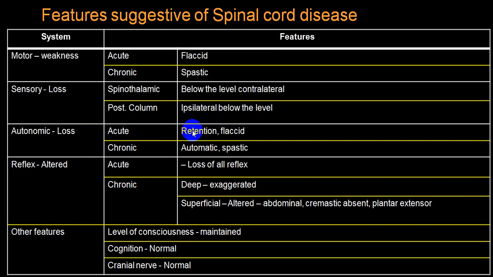Sometimes we also get urinary incontinence also. As far as deep tendon reflex is concerned, we'll have loss of all reflexes in an acute stage. In a chronic, deep tendon reflex will be exaggerated or brisk and we can get clonus. And as far as superficial reflex is concerned, during acute stage, all superficial reflex are lost. But in a recovery stage or in a chronic stage, abdominal cremastic reflex will be absent. But plantar reflex will be extensor or we call Babinski.